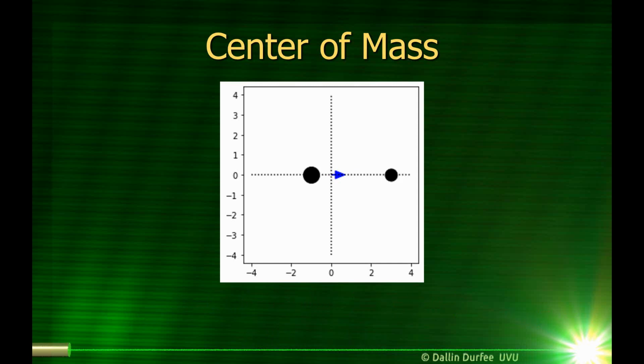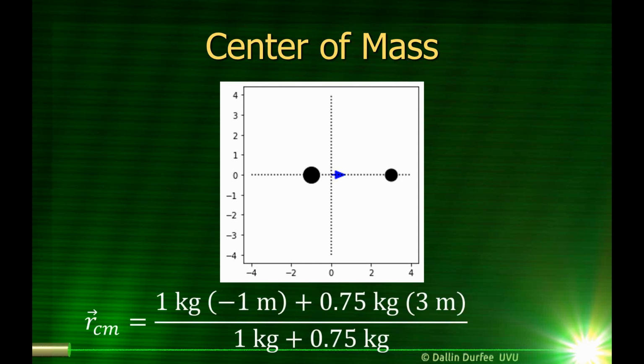If the first ball was more massive, then it's going to move the center of mass closer to it. And once again, we can plug in the numbers. 1 kilogram times -1 meters plus the mass of the second ball times its position, divided by the sum of the masses, and that is the location of the center of mass.